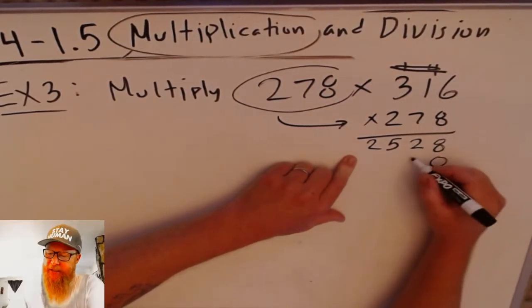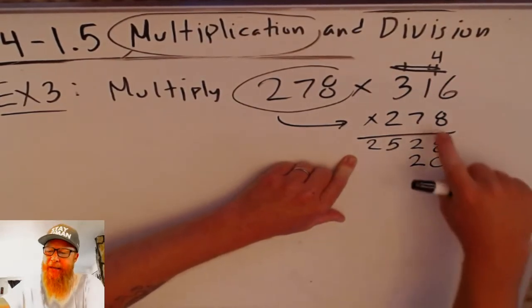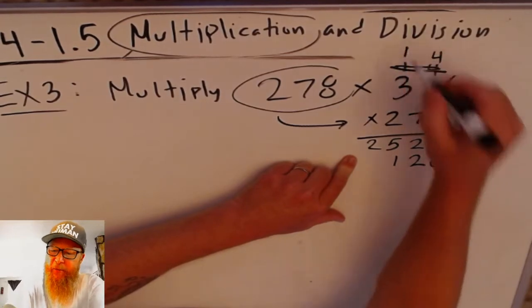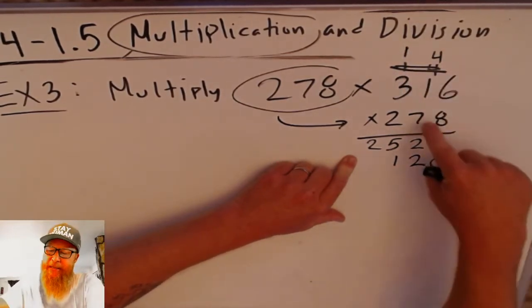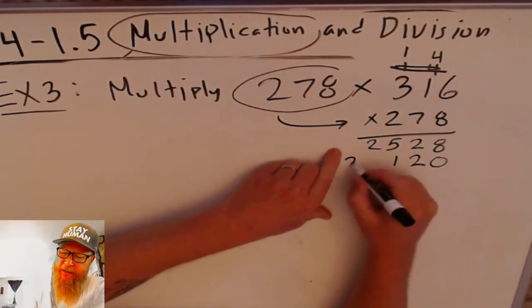7 times 6 is 42. Carry the 4. Oh, it happens to be a 4 again. 7 times 1 is 7. Plus 4 is 11. Carry the 1. 7 times 3 is 21. 21 plus 1 is 22.